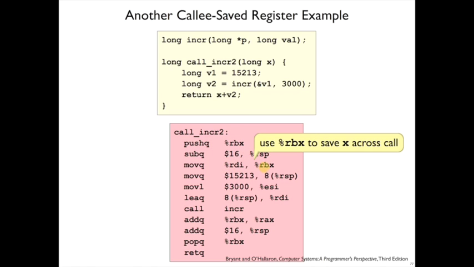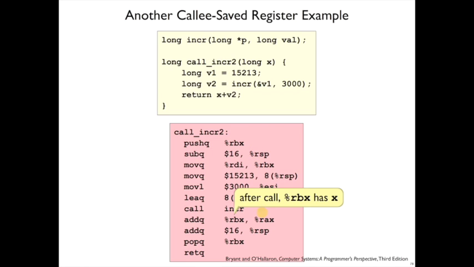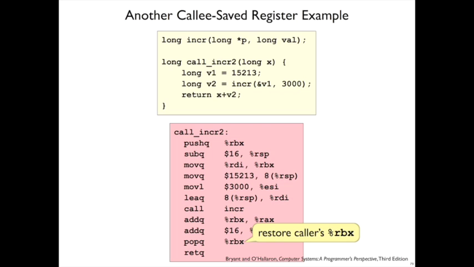And later it wants to use RBX because it wants to save RDI. RDI is the value of the first argument, x, and that's because we want to use x after the increment. So we stash it away in RBX so it'll still be there when increment returns. After increment returns, RBX can be used and combined with v2, which is the result of increment. So that's why we add RBX to RAX there. Before call_incr2 returns, though, it needs to restore the caller's RBX. So that's the other half of the callee saving action on RBX.